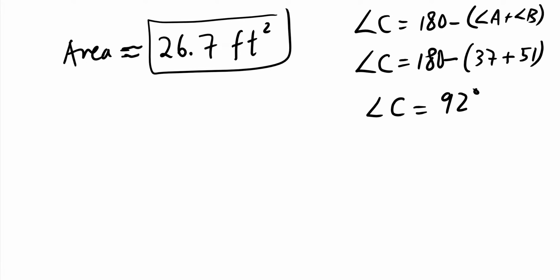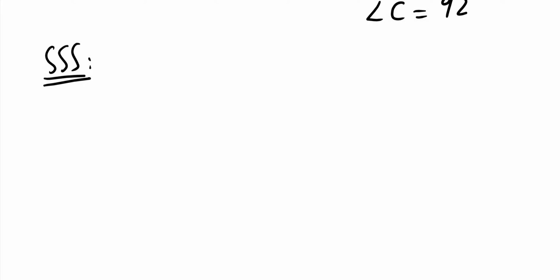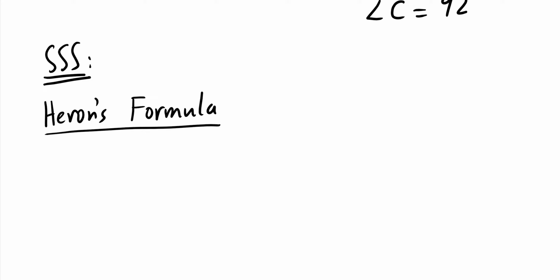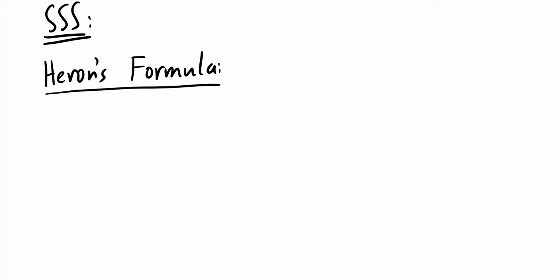What would be the next case? That is the case for SSS. If they give me 3 sides, what do I do? Well, we have a mathematician, his name is Heron. He proved a formula to find the area of the triangle if you know the 3 sides. And I'm not going to really prove it here. It's going to take a lot of time. There are so many steps. But he used trig. That's why we are introducing it in this section.